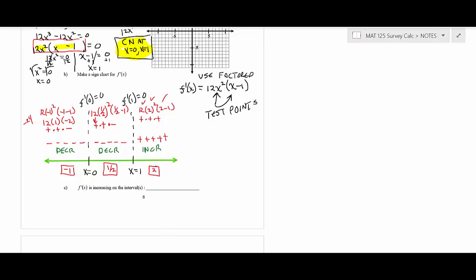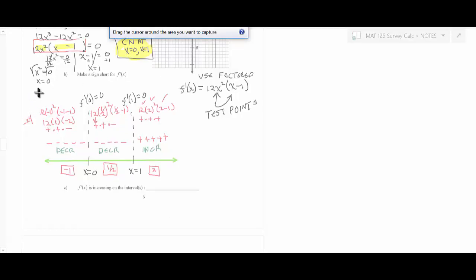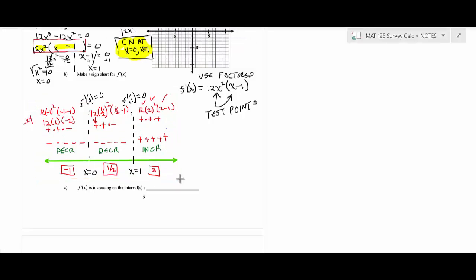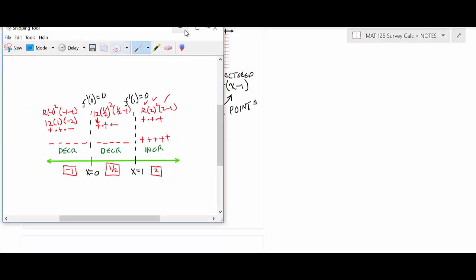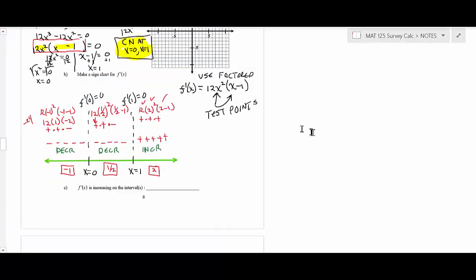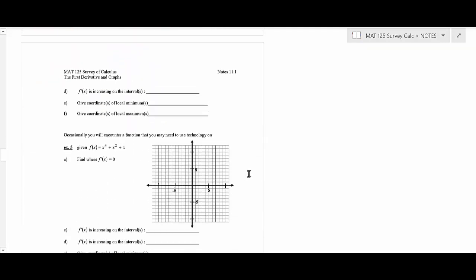So what's important on this is the sign chart's going to basically tell us what we need to know to answer the questions that follow on this. Ain't technology cool? All right, so we are increasing on the interval 1 to infinity. Okay, that's established from your sign chart. Okay, let's go to the next page.